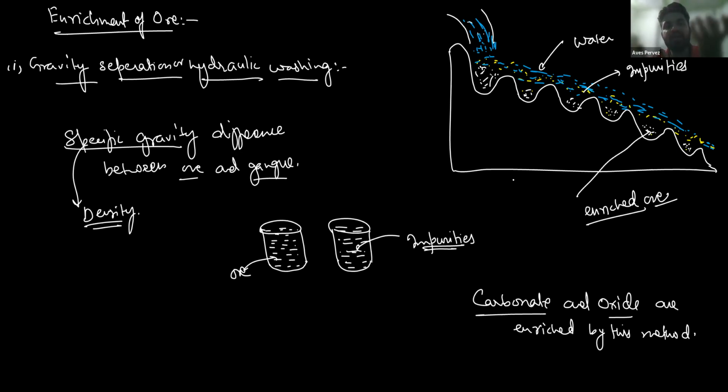If the ore particles are heavier, with high density, compared with the gangue, that is impurities like soil particles, and the gangue mixed with it is lighter, then what is going to happen? When we pass the stream over it, the soil particles start flowing with the stream, and the ore particles settle in the pits. This is the enriched ore. So it works on the principle of specific gravity difference.